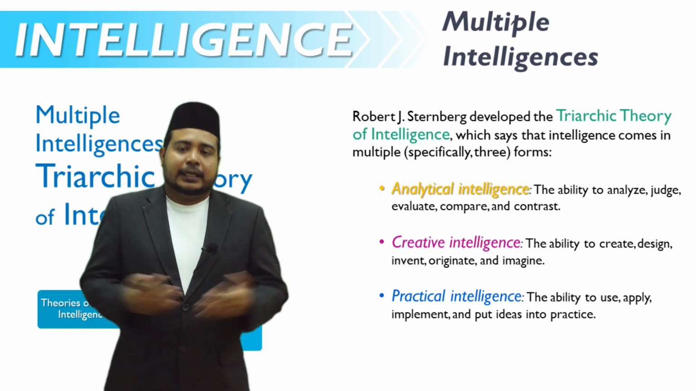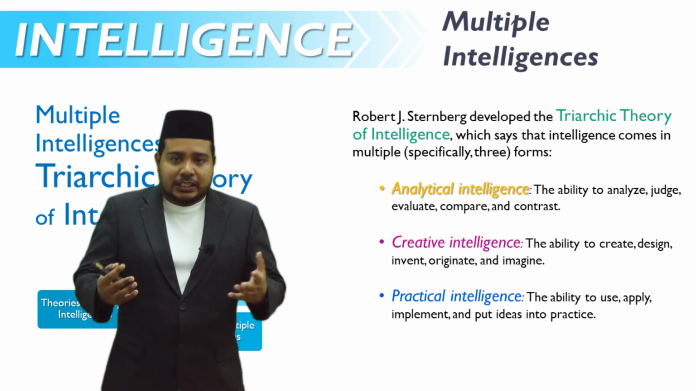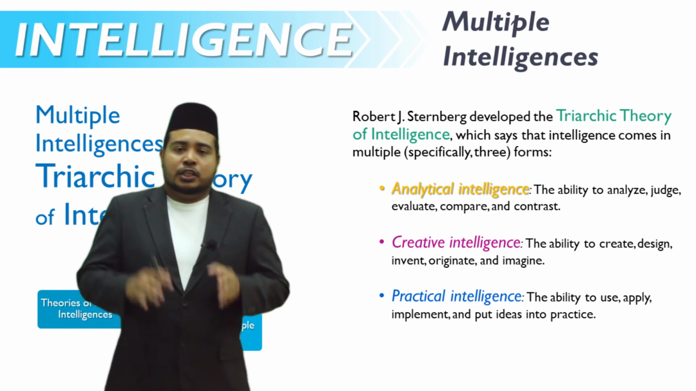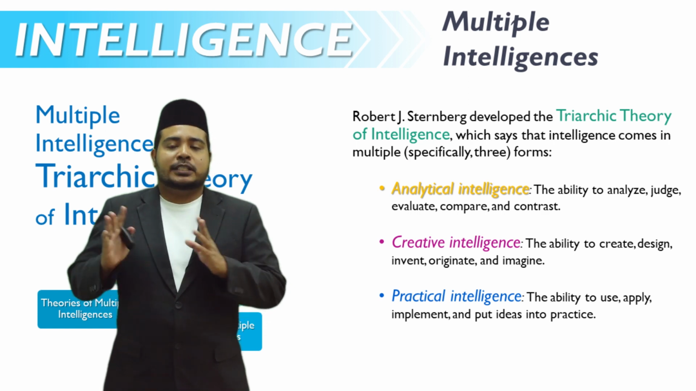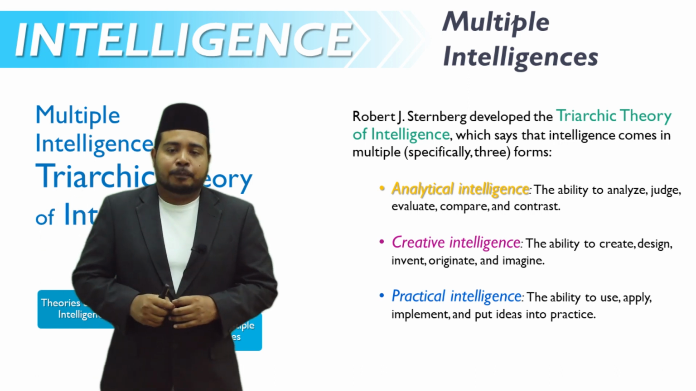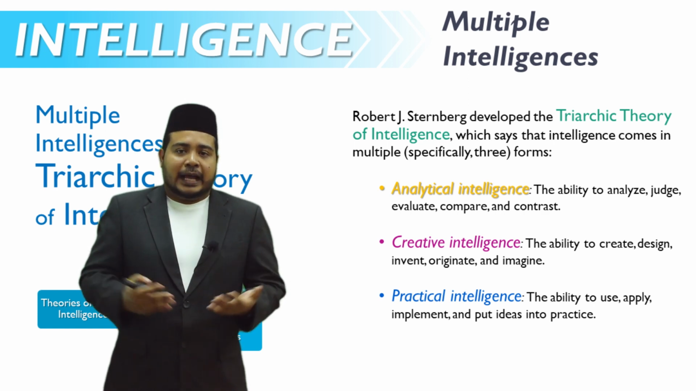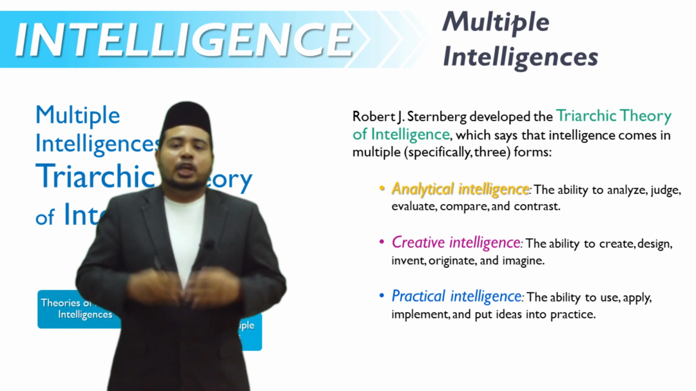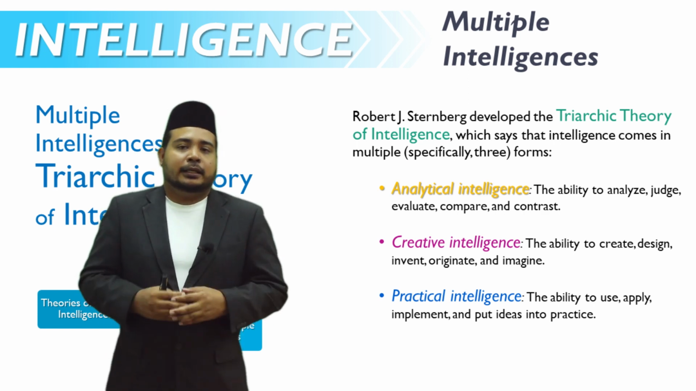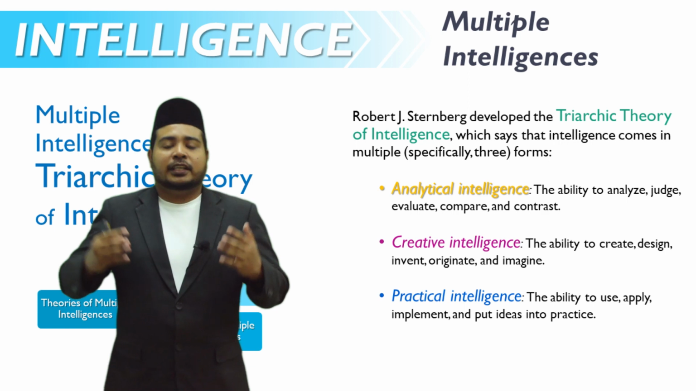So what is analytical intelligence? Analytical intelligence refers to the ability to analyze, to judge, to evaluate, to compare, to contrast. So here, analytical intelligence is closely similar to cognitive intelligence or cognitive ability or cognitive process. However, on top of analytical intelligence, Sternberg also emphasized that humans also have creative intelligence, the ability to create, to design, to invent, to originate and imagine.